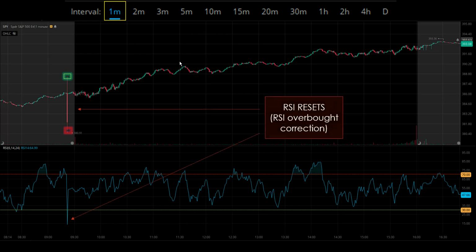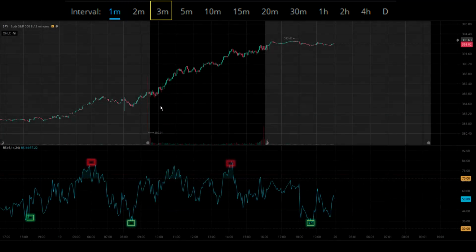And by the way, these are the RSI resets that I referred to at the beginning of the video. This is just one form of them. I'll be making a separate video on that later on and go into more detail on it, because it has helped make a lot of us quite a bit of money. Now, again, upwards and downwards direction. That was the 1 minute we just looked at.